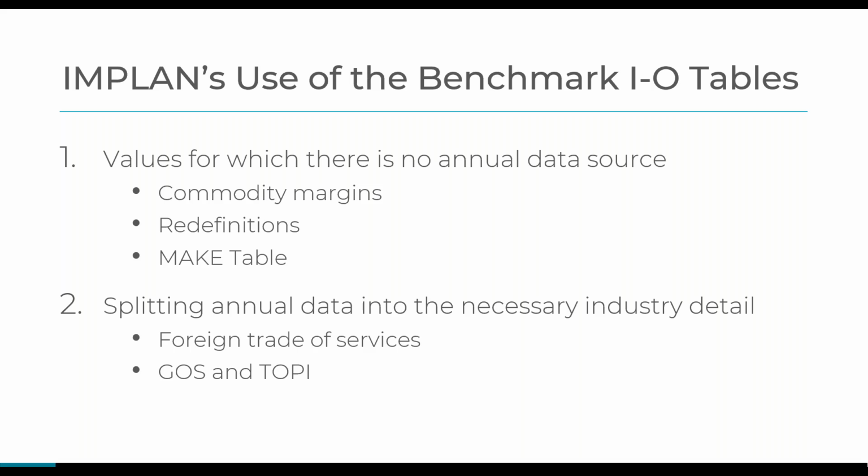We also use them to split some of our annual data into more industry detail. So foreign trade of services, our data source, the BEA annual data on that are at a more aggregate industry level. So we'll turn to the BEA to help split that annual data into more service sectors. And a similar thing for the BEA's annual gross operating surplus and TOPI data. They come at a more aggregate industry level, so we'll turn to the BEA benchmarks data on those to split that out into more detail.